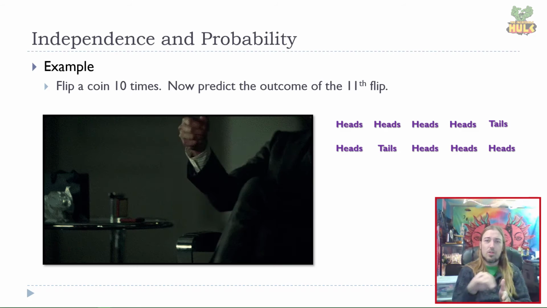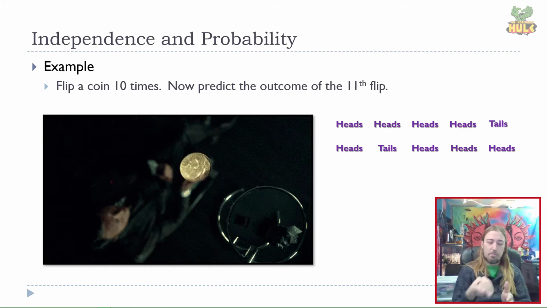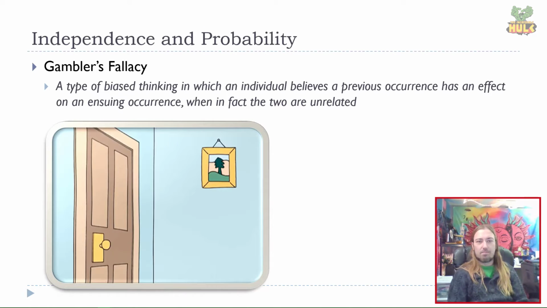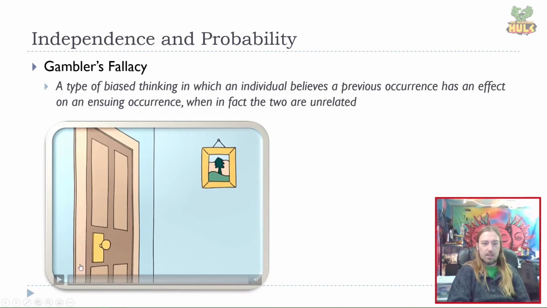The problem is that humans fall prey to this bias. It's something we call the gambler's fallacy. Essentially, it's a type of biased thinking where an individual believes a previous occurrence has an effect on an ensuing occurrence when in fact the two are unrelated, right? So that the previous coin flip and its outcome has any effect on the subsequent coin flip and its outcome.